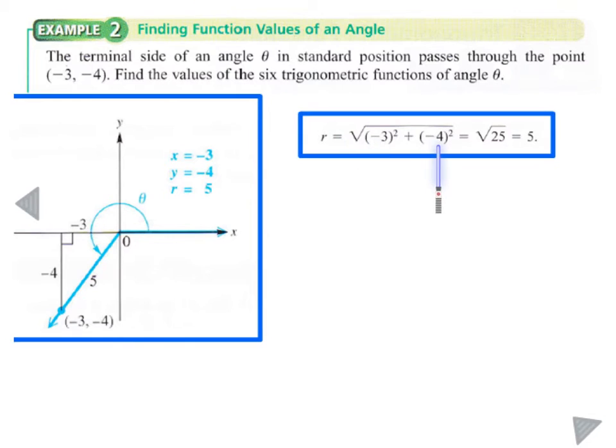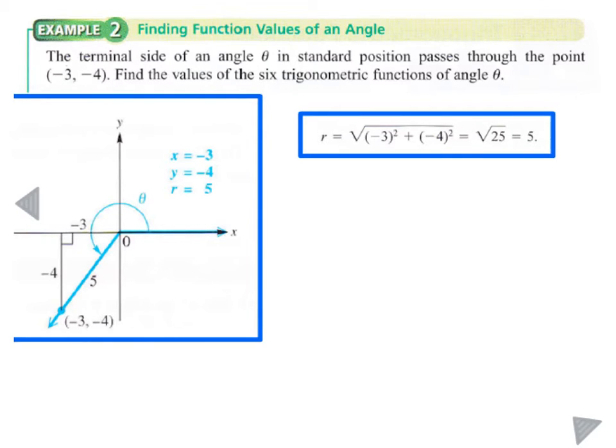We plug in the x and the y. They both get squared. We add them together, we get 25, and of course the square root of 25 is 5. So we have really all three of our values at this point. And again, if you do not start with a graph, if you're just given the description, I highly recommend drawing that out on your own so that you can see what's going on.